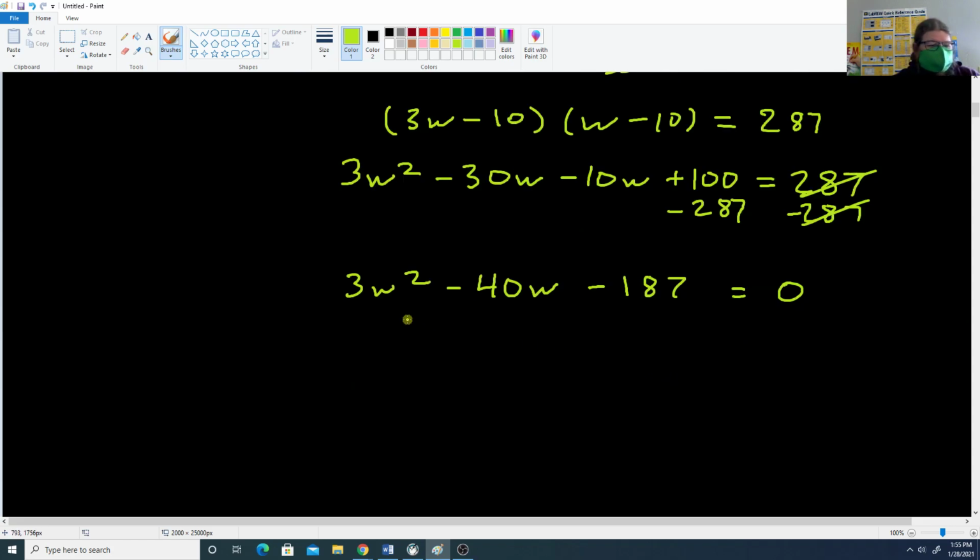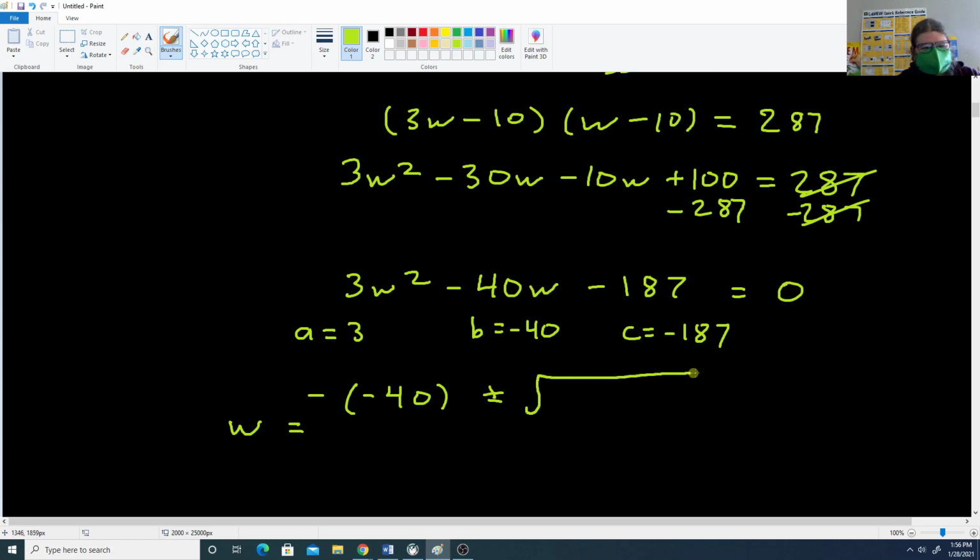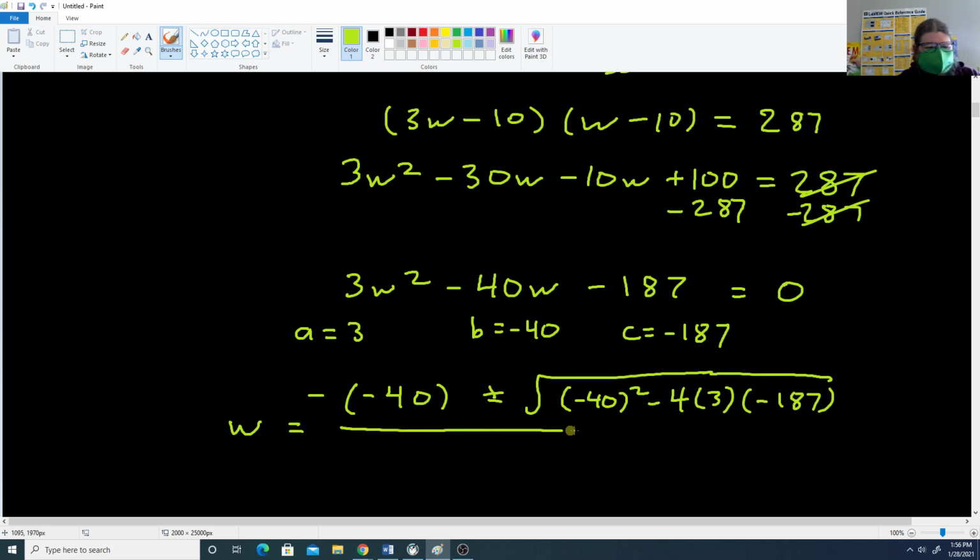I'm not seeing how this factors, so we're going to say A is 3, B is negative 40, and C is negative 187. We'll put that all in the quadratic formula to solve for the width. So we have negative B plus or minus the square root of B squared minus 4 times A times C, all over 2 times A.